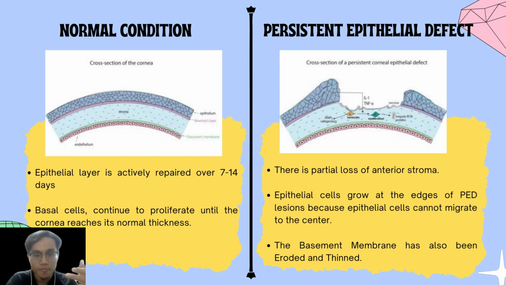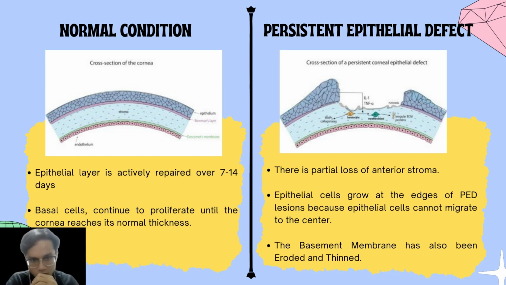is reached. But what happens if there are some abnormalities or irregularities during the wound healing process? This will cause the wound healing process to persist. But if it persists after 2 weeks, it will be classified as persistent epithelial defect. So, persistent epithelial defect. Refer to the next picture.